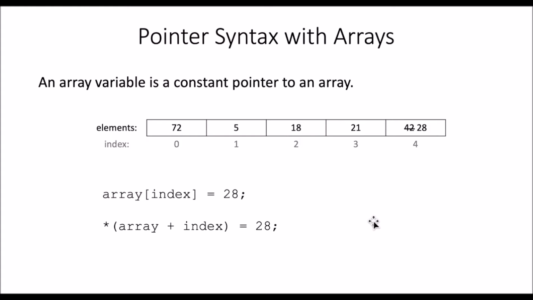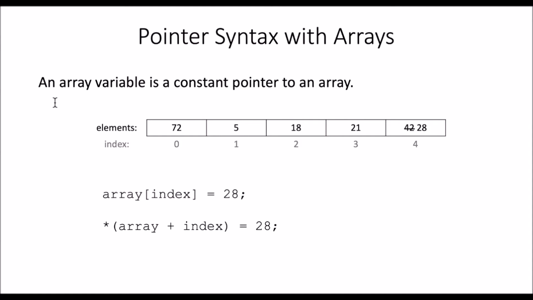Assume that I already declared an array with the identifier array and that I have an integer variable named index initialized to 4. This statement here assigns 28 to the array at the index specified by the index variable, which is 4. So this updates the element to 28. This is what's referred to as bracket syntax or array syntax. Another way to access the last element is using pointer syntax. So here I use the dereference operator and then in parentheses array plus index, and then I assign 28 to it. Let's take a closer look at how this works.